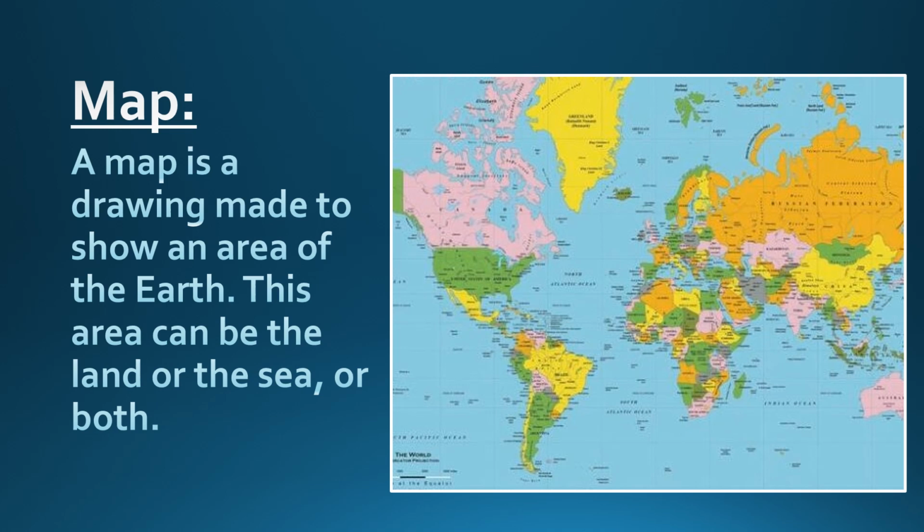So, the first question that arises in a mind is, what is a map? A map is a drawing made to show an area of the earth. This area can be the land or the sea or both. As you can see in this picture, the colorful areas are the landforms, whereas the blue area shows us the water that can be sea or an ocean.